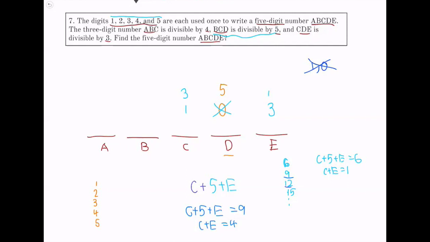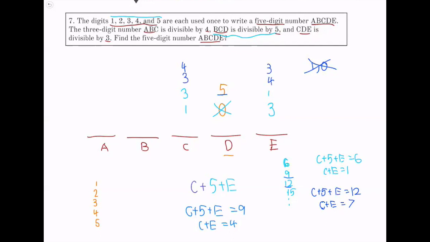But there's actually even more possibilities. What if its sum is 12? That would mean that C plus 5 plus E will be 12. This would mean that C plus E is 12 minus 5 or 7. And when is this possible? It has to be 4 or 3. It can't be 5 or 2, because we already used 5. So it can only be 4, 3, or 3, 4.